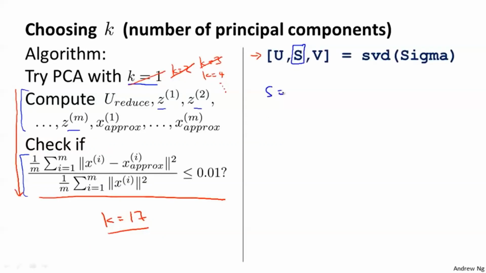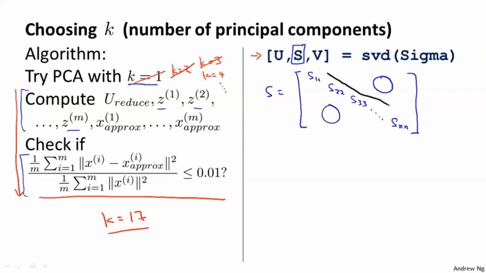And S is going to be a square matrix, an n by n matrix, in fact, that is diagonal. So its diagonal entries S11, S22, S33, down to SNN are going to be the only non-zero elements of this matrix, and everything off the diagonal is going to be 0. Okay, so those big O's that I'm drawing mean that all of the entries off the diagonal of this matrix are going to be zeros.